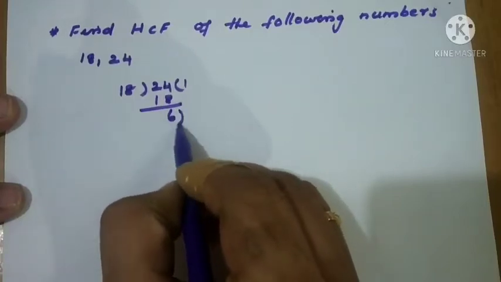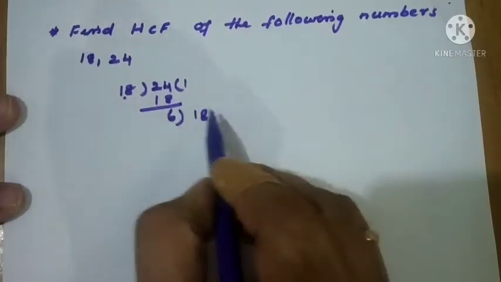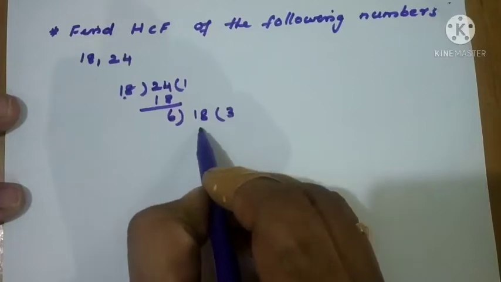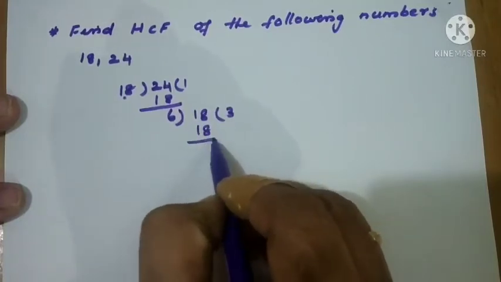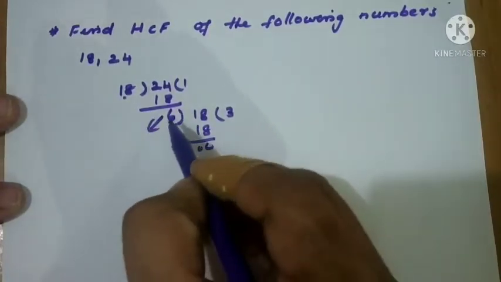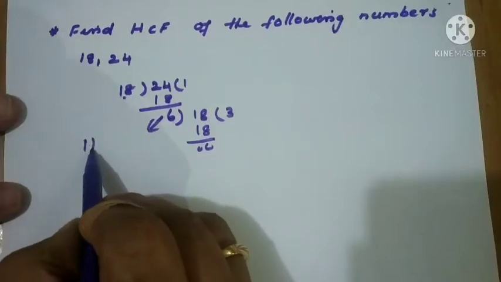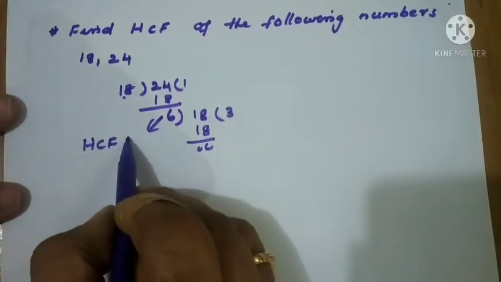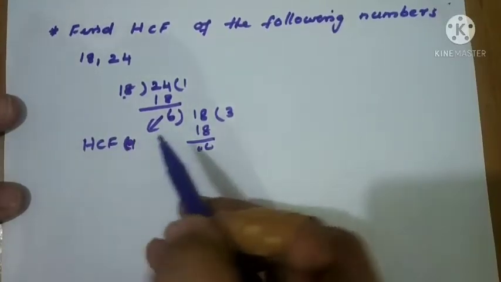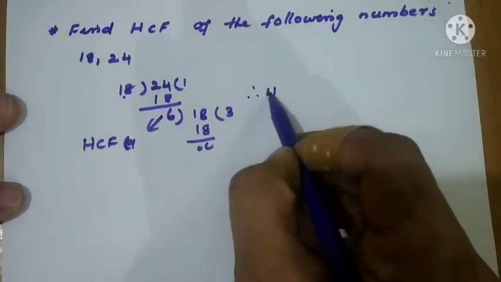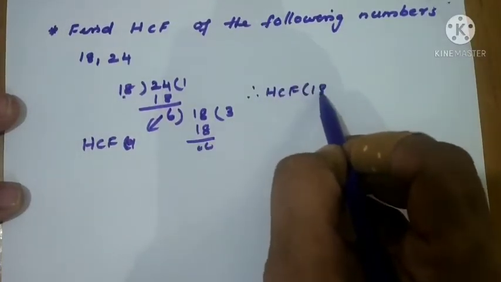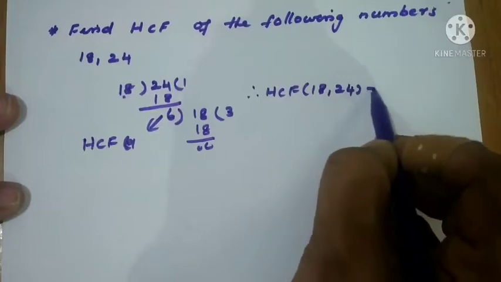6. Again, 18 should be divided by the last remainder 6. So how many times will it go? 3 times. So what is the last divisor? That is 6. So this is called the HCF of 18 and 24. Therefore, what will we write? HCF of 18 and 24 is equal to 6 only.